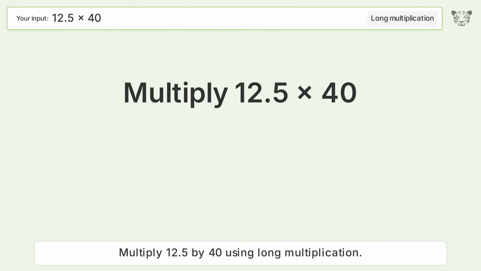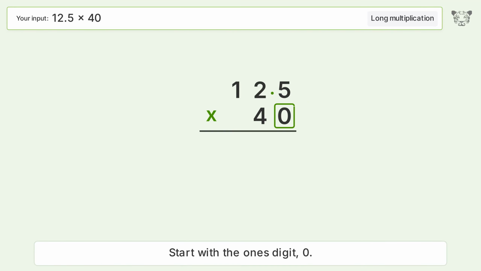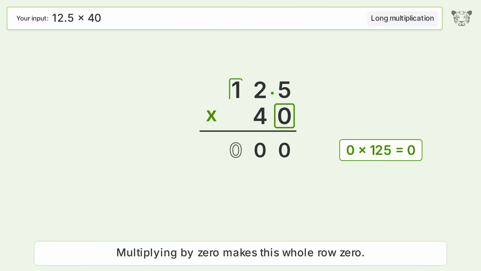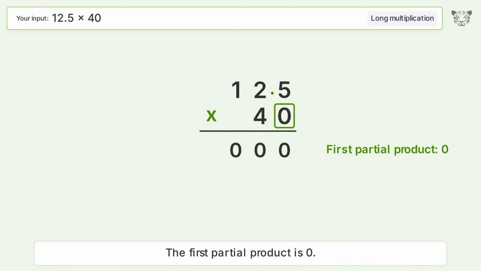Multiply 12.5 by 40 using long multiplication. Start with the ones digit, 0. Multiplying by 0 makes this whole row 0. The first partial product is 0.